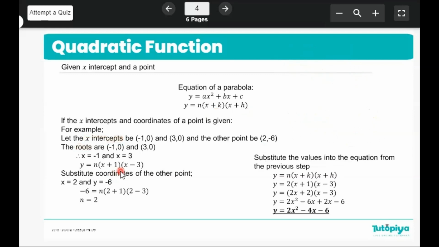Now, to work out what the value of n would be, we can just go ahead and substitute the second coordinate that we've been given. That's 2 and -6. So instead of x here, we're going to substitute 2, and instead of y here, we're going to substitute -6, which gives us the equation -6 equals n times (2 plus 1) times (2 minus 3). So 2 plus 1 is 3, 2 minus 3 is -1, and if you solve for n, we would get the value of n as 2.